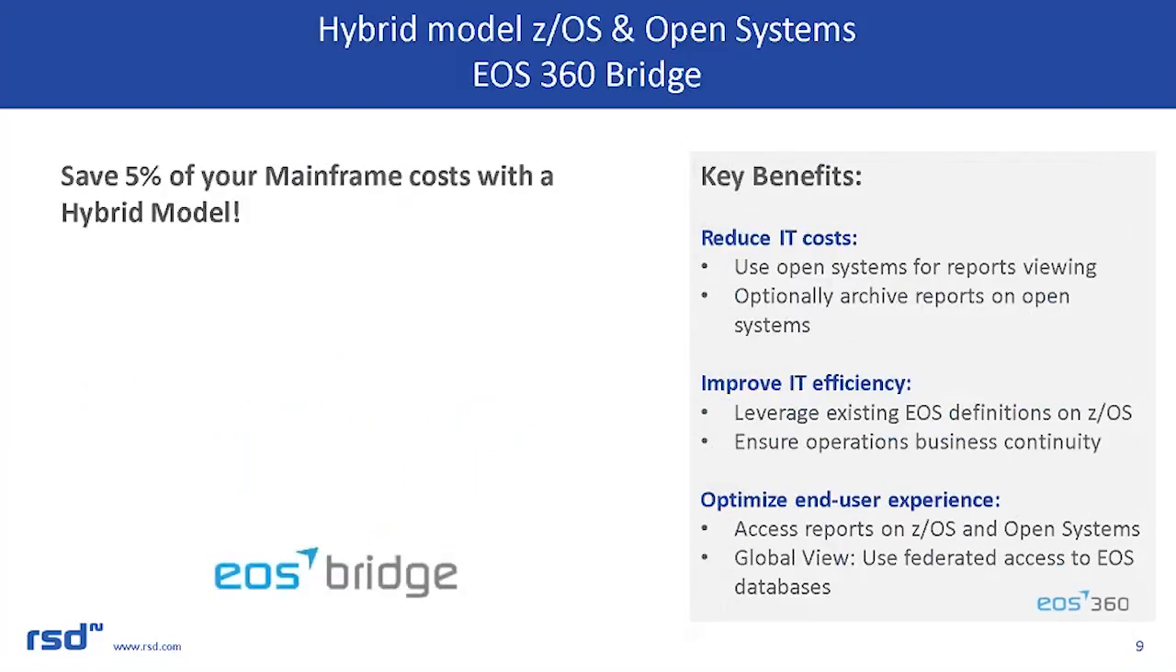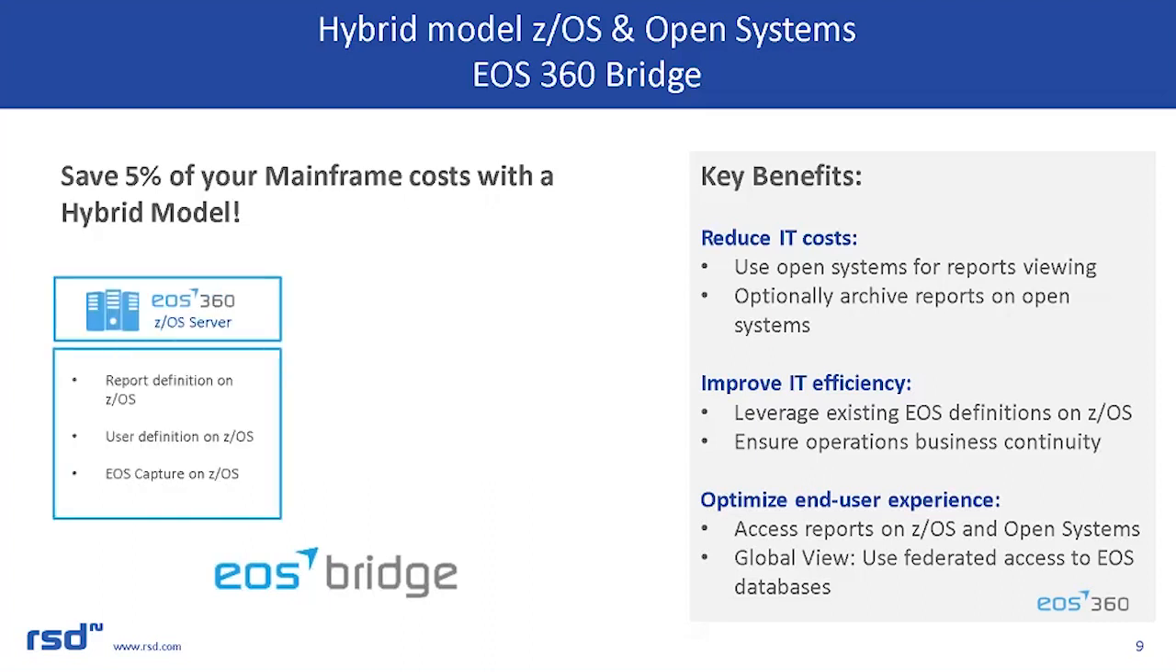Okay, I'd like to take this time now to talk a little bit about our hybrid model for z/OS and open systems, our EOS Bridge product. This hybrid model implementation can offer a 5% savings in your mainframe operating costs. This is accomplished by removing the online viewing workload from the z/OS environment, which can lower the rolling 4-hour average, which is used for subcapacity licensing on z/OS. This solution model offers two components, a z/OS system and an open system running EOS 360 software.